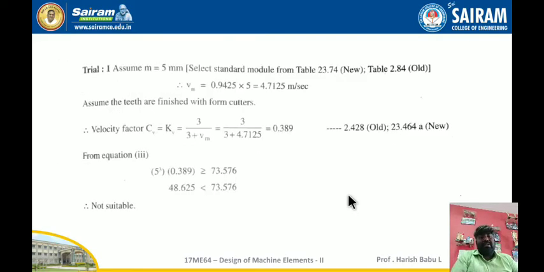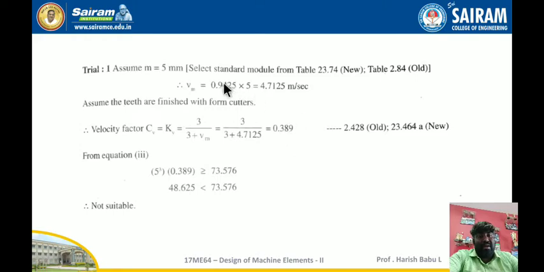So I want to start the trial and error method by assuming the module as 5 mm, selecting that from the table 23.74. So Vm is equal to 0.9425 into 5, so I want to get 0.7125 meter per second. Assuming the teeth are finished with the form cutter, I want to take kV as 3 by 3 plus Vm. So I want to get 0.389.